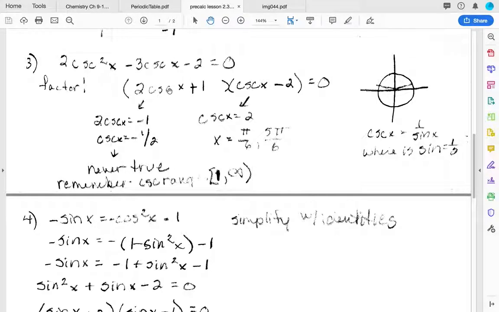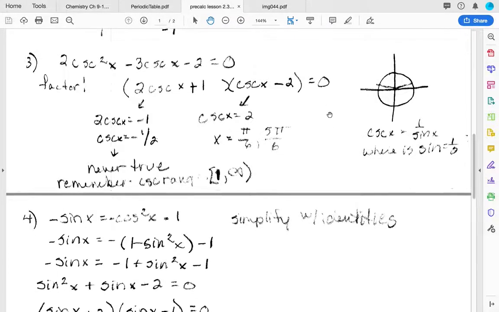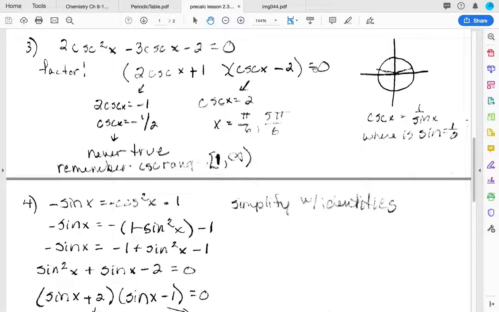We've got 2 cosecant x times negative 2, cosecant x times 1. So that gives us negative 4 plus 1, which is negative 3 cosecant x, and 1 times negative 2 is negative 2. Now set each of these values equal to 0, like you would a regular quadratic.